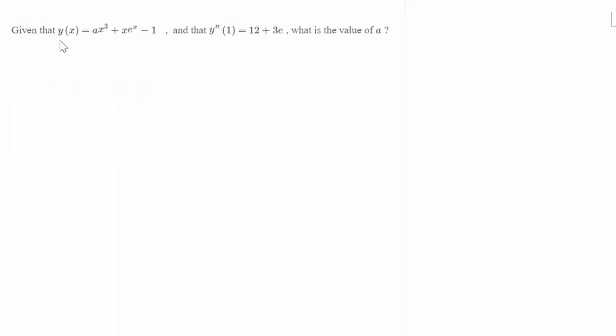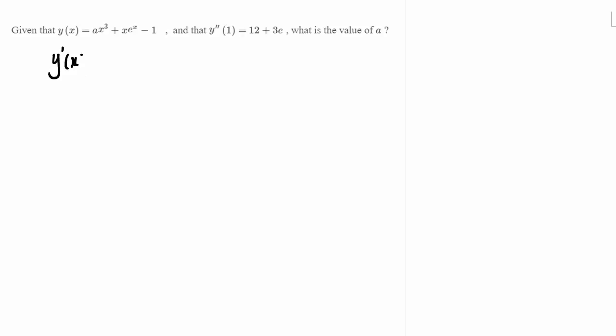In this question, we are given y function in terms of x and the second derivative of y when x is equals to 1. We are asked to find what is the value of a. We need to first find y prime and then we can find y double prime, which will be the first and the second derivative respectively.